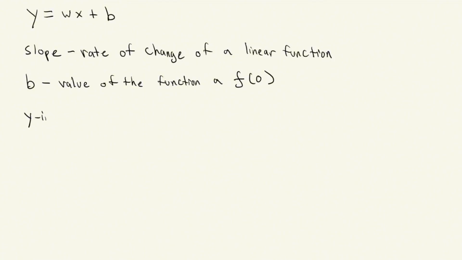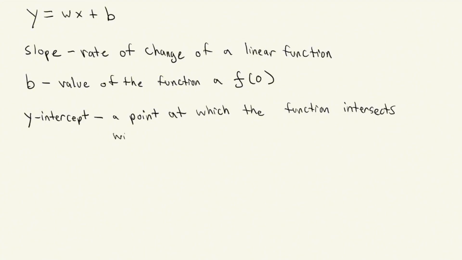And the y-intercept is a point at which the function intersects with the y-axis. And this is going to happen at the point (0, b). This might still be a little bit abstract, so let's look at a more specific, concrete example.